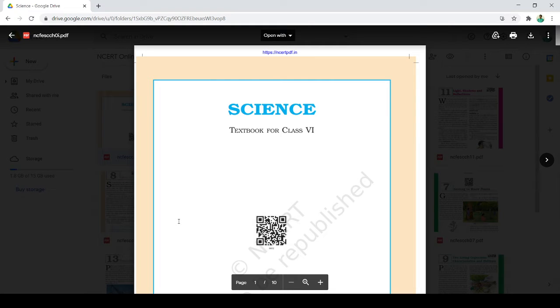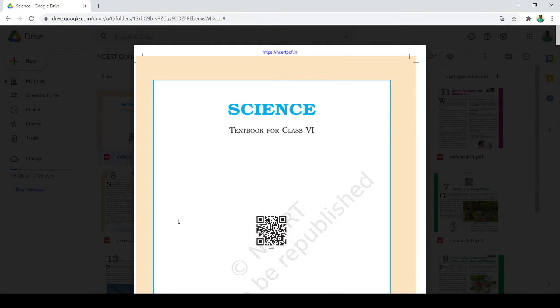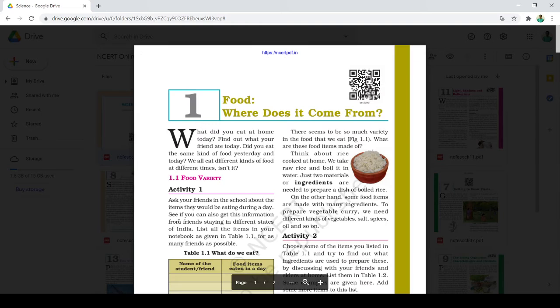Friends, today we are going to learn science, which is a textbook for class 6. We are going to learn the first chapter, Food: Where does it come from?